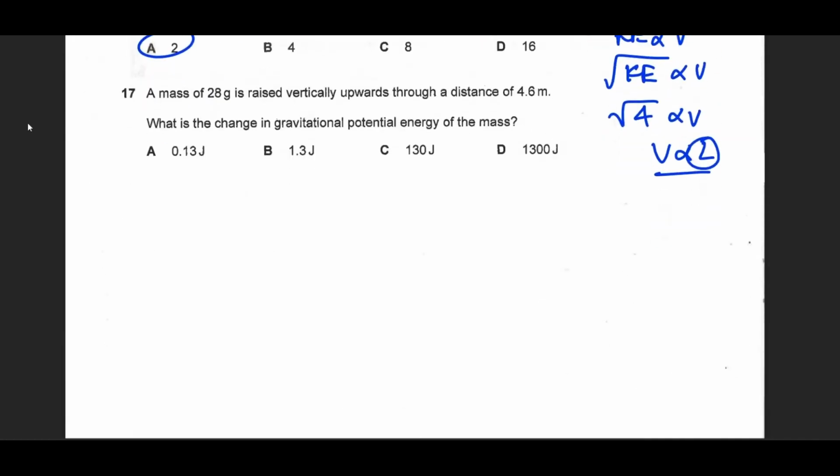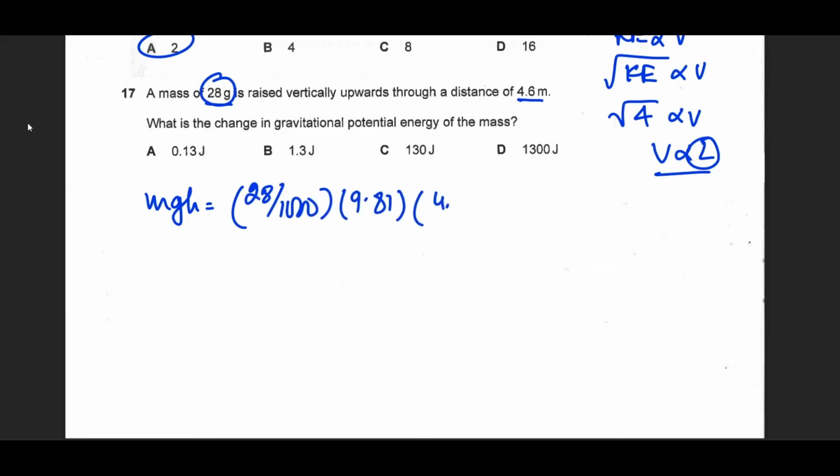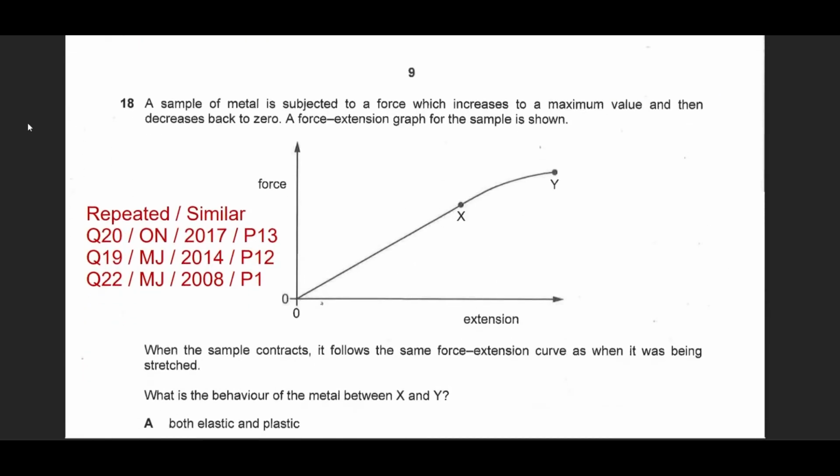Question number 17, again a simple question of mgh, 28 grams raised for 4.6 meters. So this should be mgh. The test of this MCQ is that do you successfully convert 28 grams to kilograms, right? So this will be 28 divided by 1000 into g, which is 9.81, into h, which is 4.6 meters. This comes out as 1.263 joules, which is going to be 1.3 up to 2 significant figures.